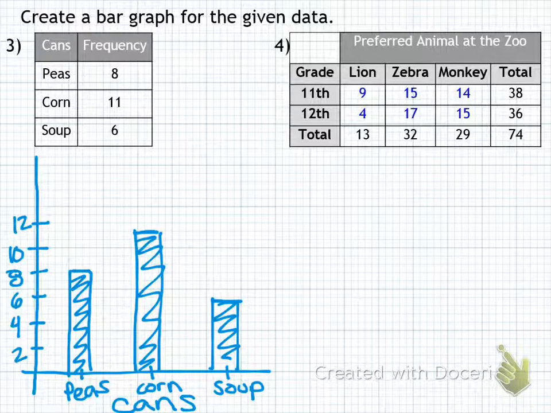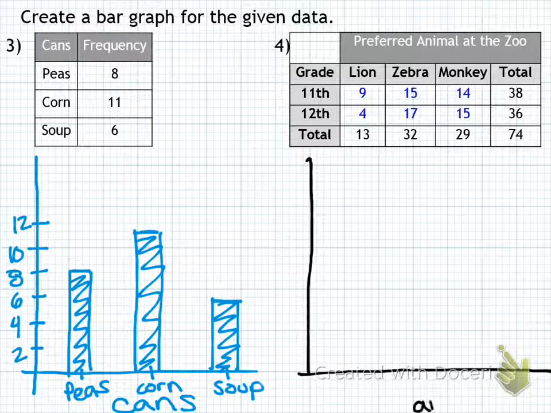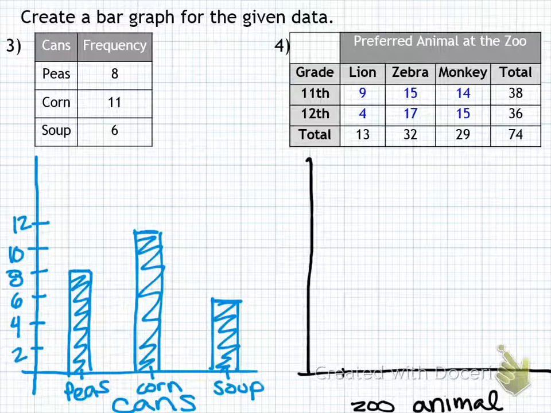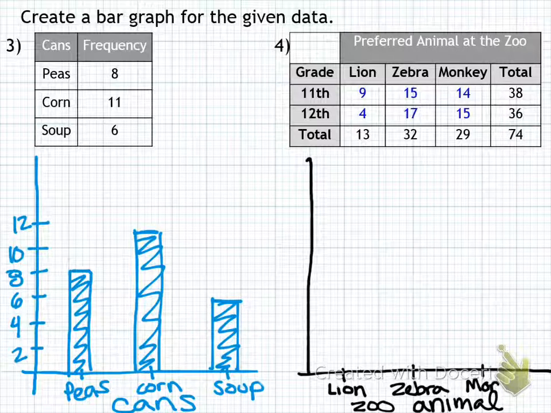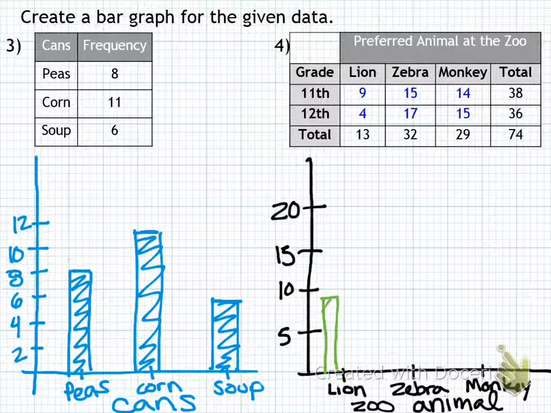Okay, then for the preferred animal at the zoo, this is like example number 2. I'm going to use the animals as the category on the x-axis, and then I'll make 2 separate columns for each category, one to represent the 11th graders and one to represent the 12th graders. Okay, so here's what my graph would look like. The x-axis, again, is going to represent the preferred zoo animals, and the y-axis will be the frequency. My biggest number is 17, so I chose to go by 5s here.